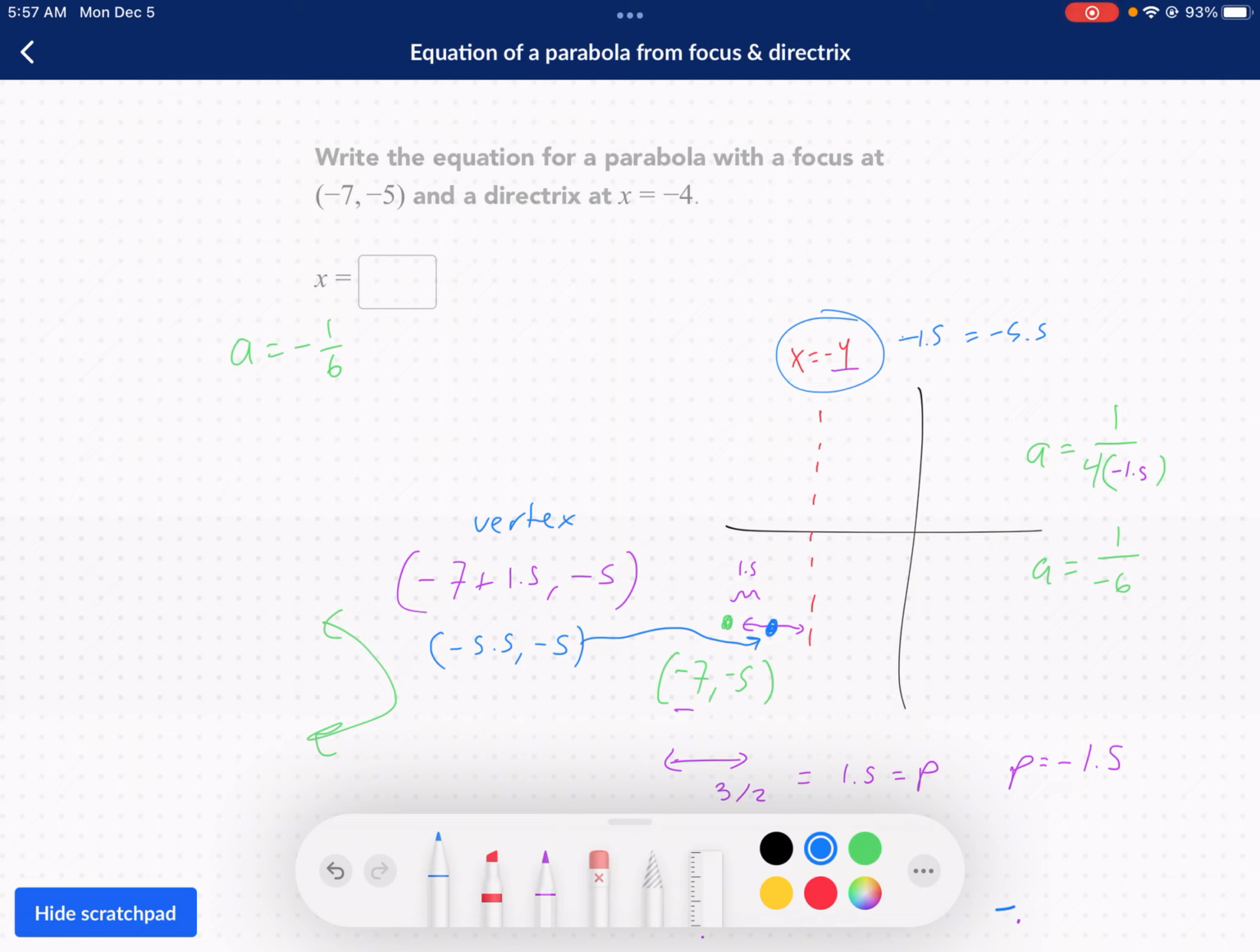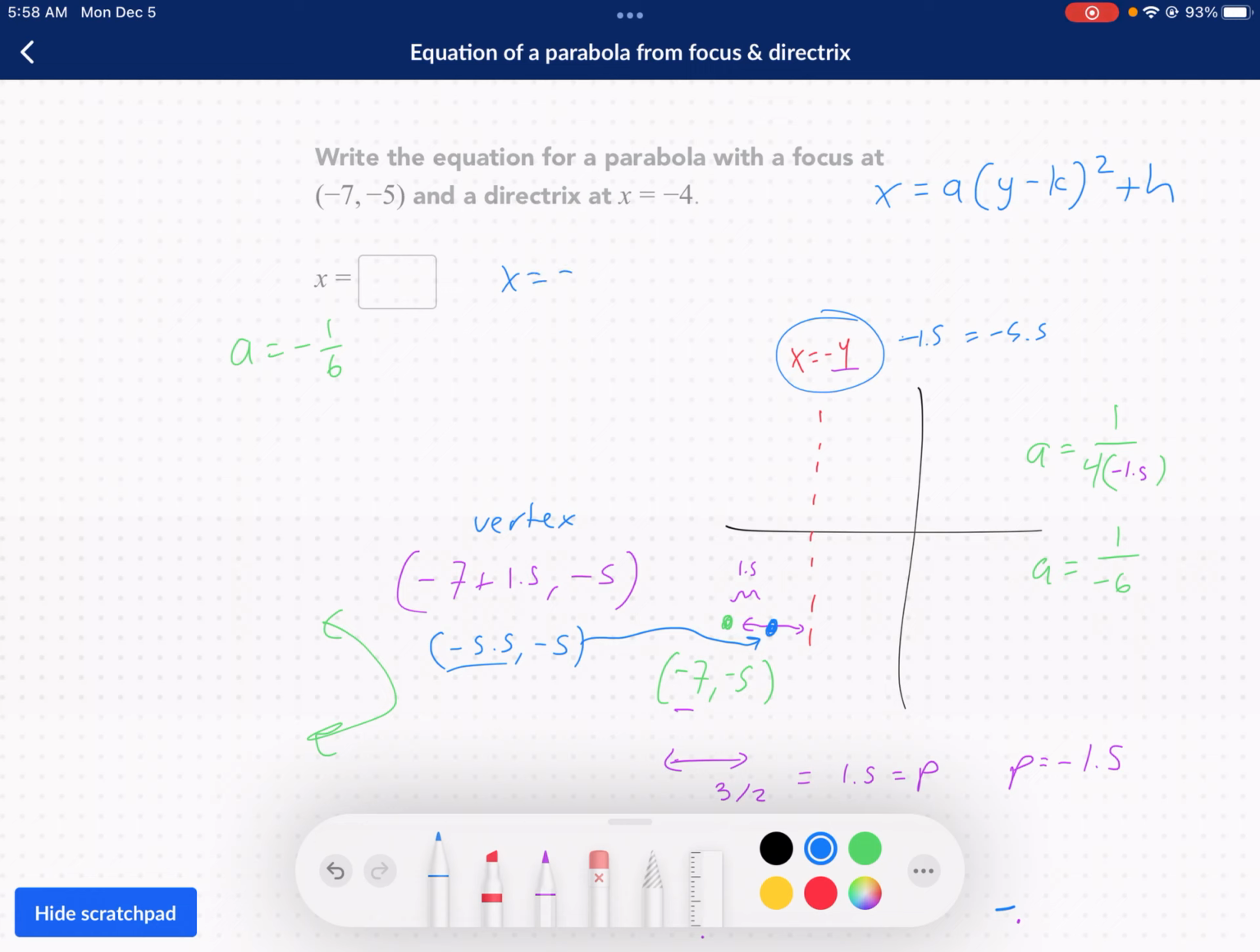So how does this work? Well, I already said that it's going to be in vertex form for a horizontal parabola. We have a times y minus k, squared, plus h. Well, my h is negative 5.5, and my k is negative 5. So this one's a little tricky. I'm glad we ended on kind of a difficult one. Let's go ahead and write it out first.